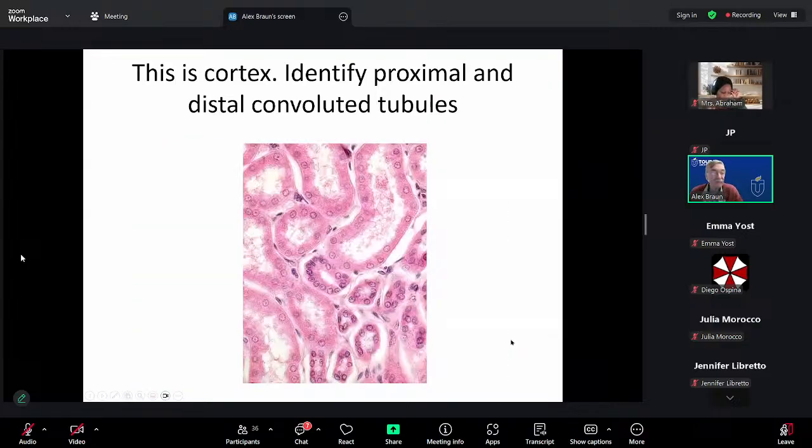Here's another picture. Every preparation has a slightly different appearance. So here we have proximal tubules. Proximal. Here's distal. Proximal are bigger cells in volume. The nuclei get pushed farther apart. The luminal border looks a little bit more raggedy, presumably reflecting a brush border.